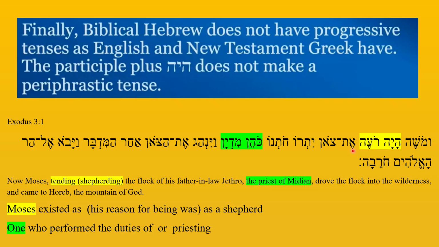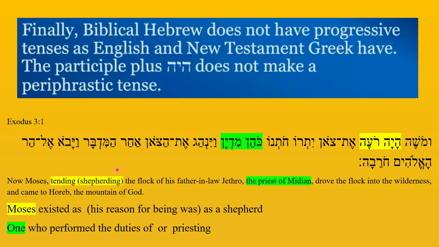Okay, but this is an adjective. It's describing who Moses is. Moses was someone who shepherds. That's his essence. That's what made him so great, is he was a shepherd. That's his identity. It's not just a passive verb. This is an active explanation of who Moses is, who the subject is. It's active. It is not passive.